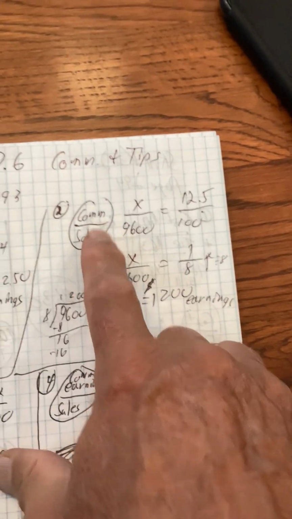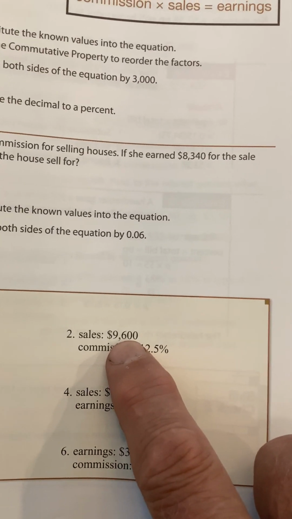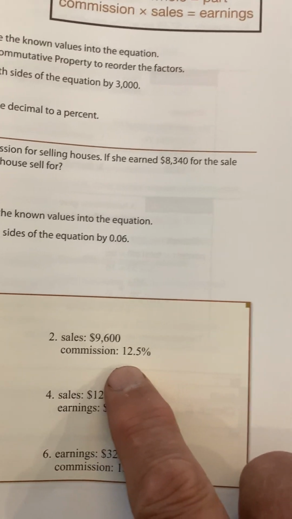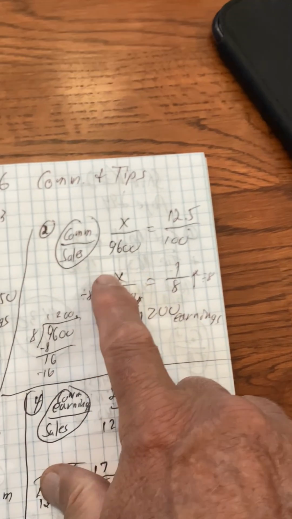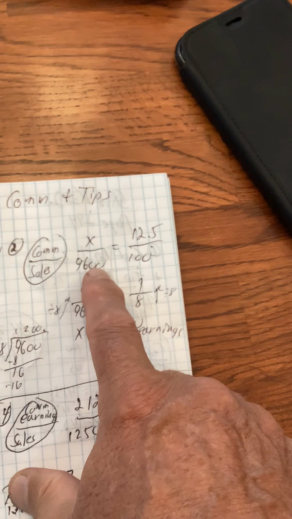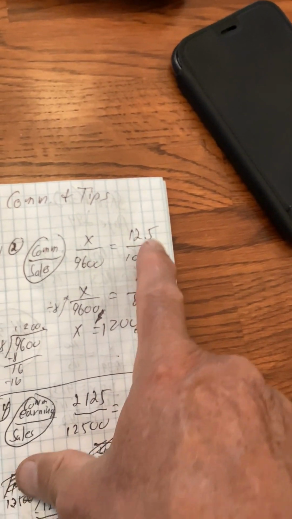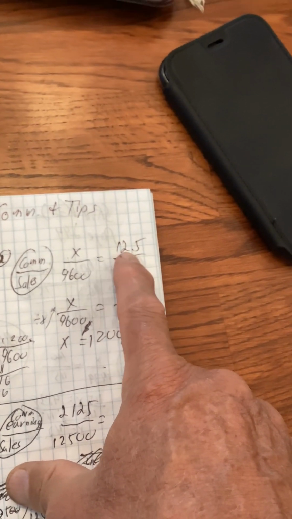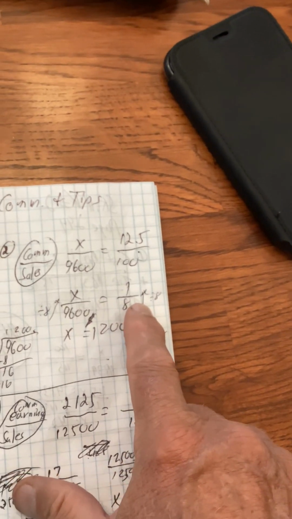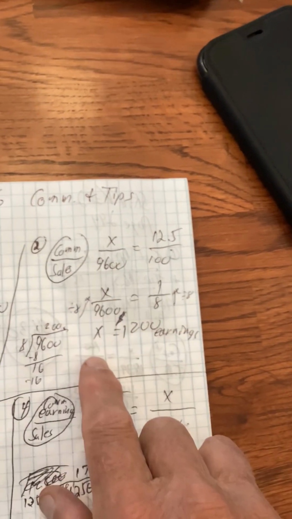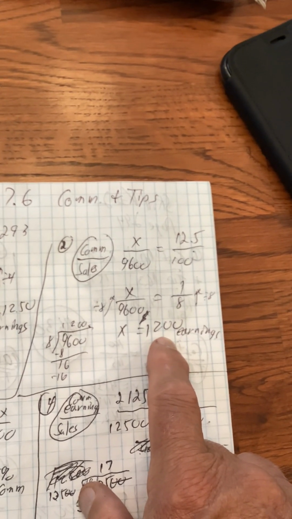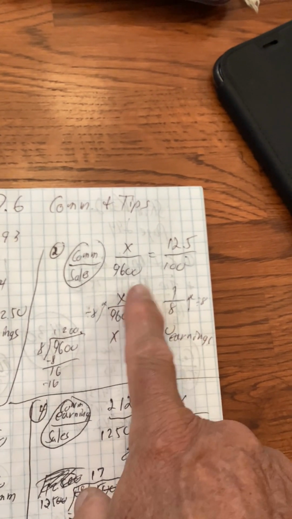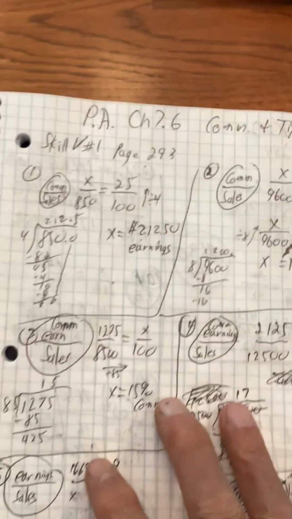Number 2, commission over sales. You sell something for $9,600 at a 12.5% commission. So I did commission over sales. I know that this is 0.125, which is 1/8. So just divide by 8, that would be my fast way. Your commission was $1,200.